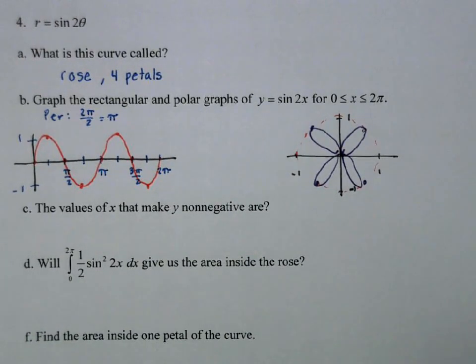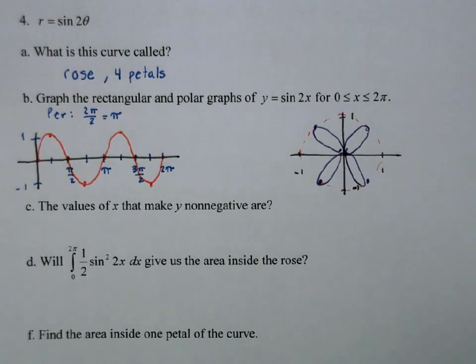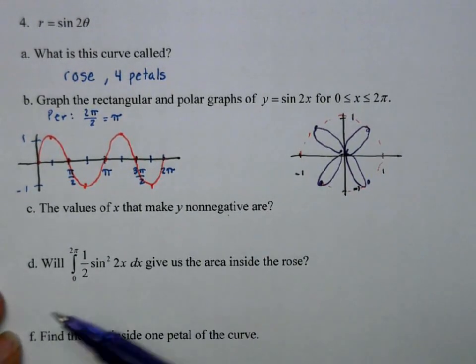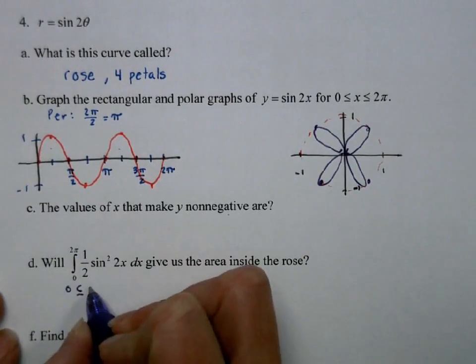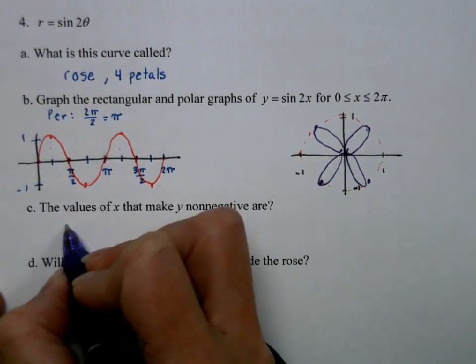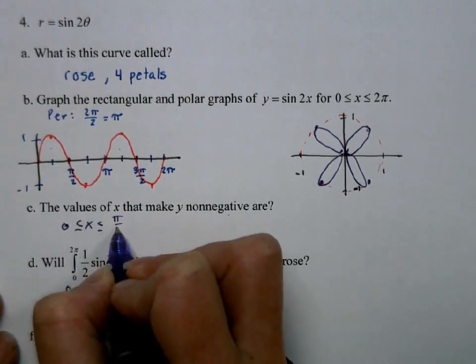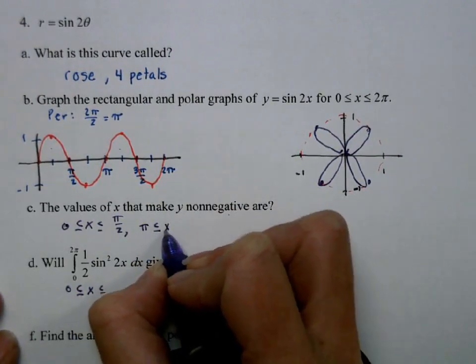One thing that I forgot to mention earlier is when we are integrating, when we're using the area formula, the values that you're integrating must be non-negative, meaning they can be 0 or positive, but not negative values. So if I look at this graph, the values that are non-negative are here and here. So between 0 and pi over 2, and from pi to 3 pi over 2.